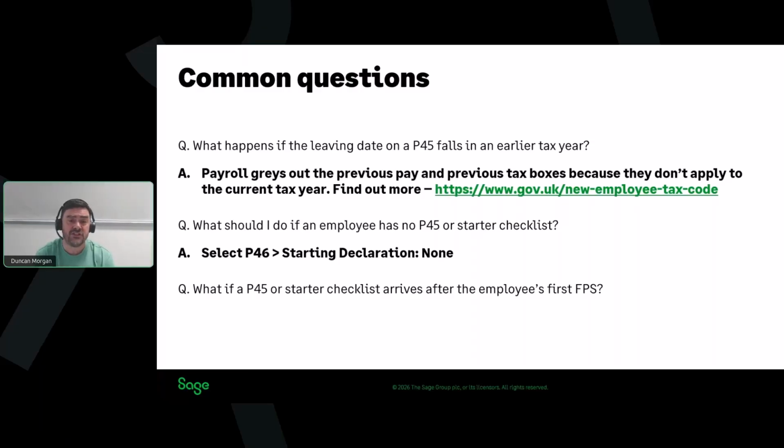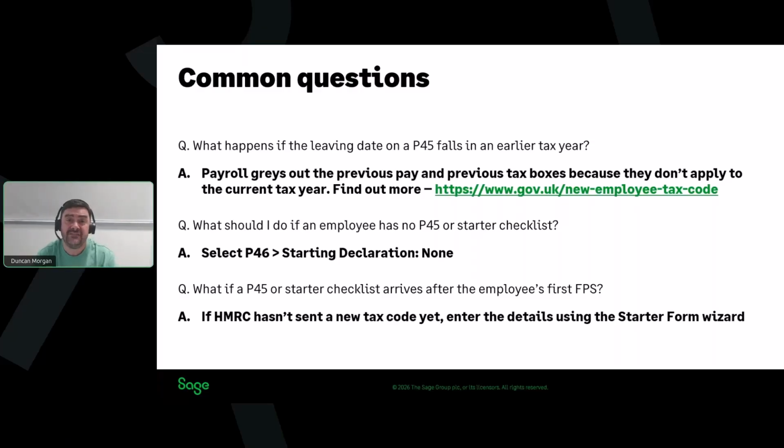And last question here, what if that P45 or starter checklist arrives after the employee's first FPS? So what you do here depends on whether you've received a tax code from HMRC. So if you have not received an updated tax code notice from HMRC, you can enter the details of the starter form using the starter form wizard. And that can then be used on your next pay run. If you have received a tax code notice from HMRC, you can just discard the starter form you've been given.